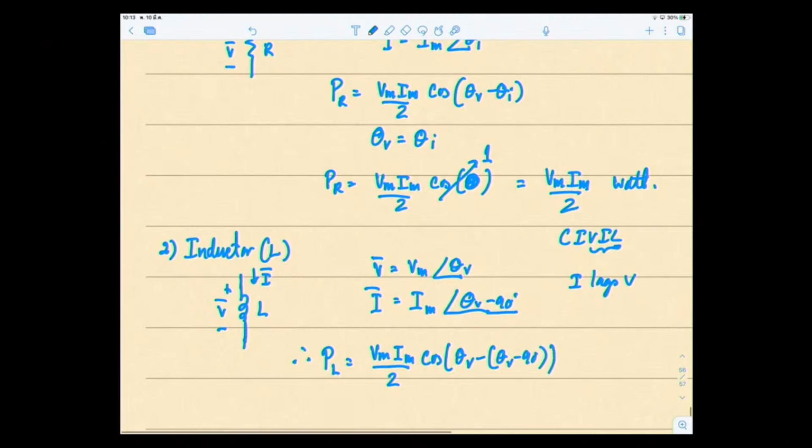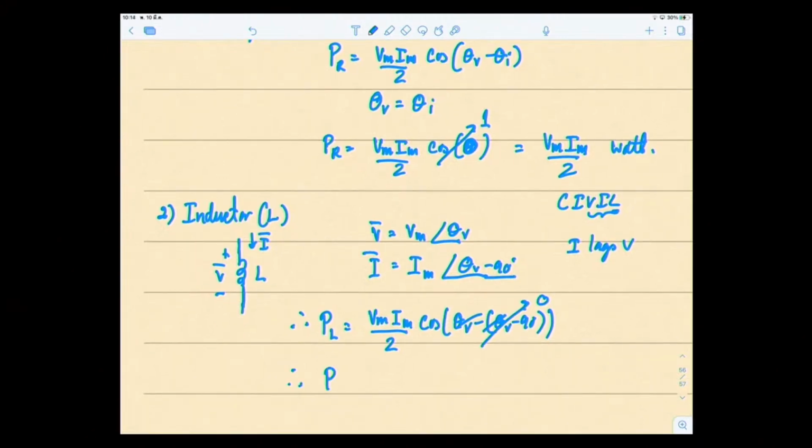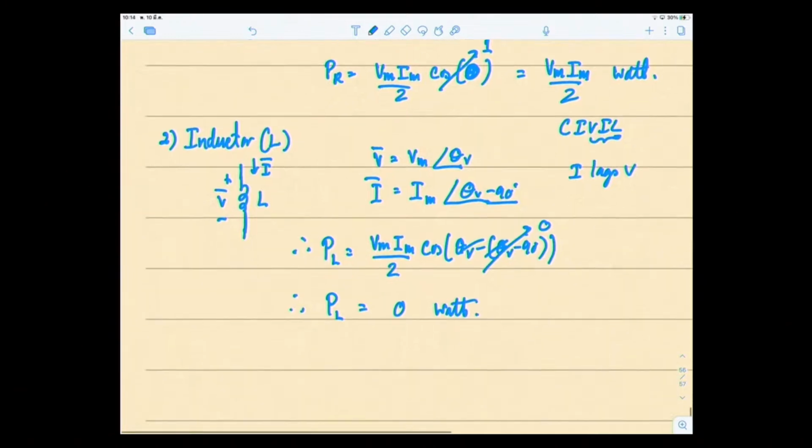And you would get cos minus 90. The theta V terms cancel out, and cos minus 90 is 0. So the average power for an inductor is equal to 0 watt. So that's an inductor.